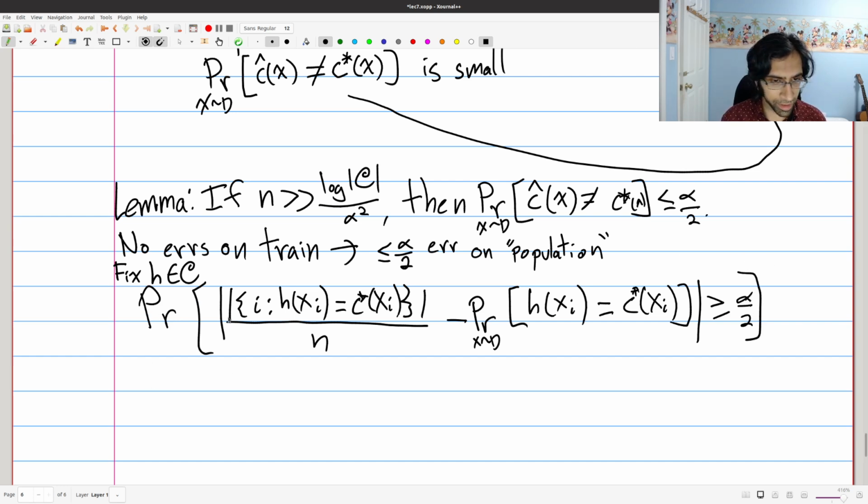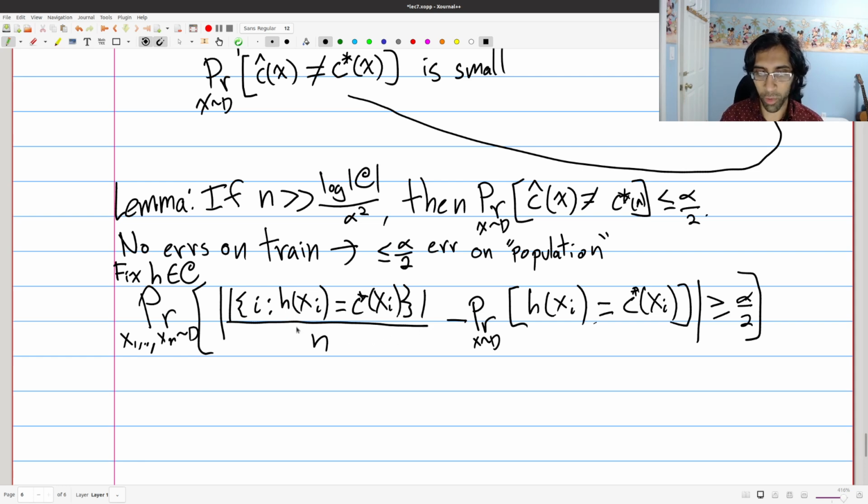What is this probability even over? What is the sampling process here? Recall that this is a quantity on the training data, and this is a population level quantity. This is just a fixed number. But what we really care about is this random variable here. So the sampling process is where x1 through xn are drawn from the distribution D.